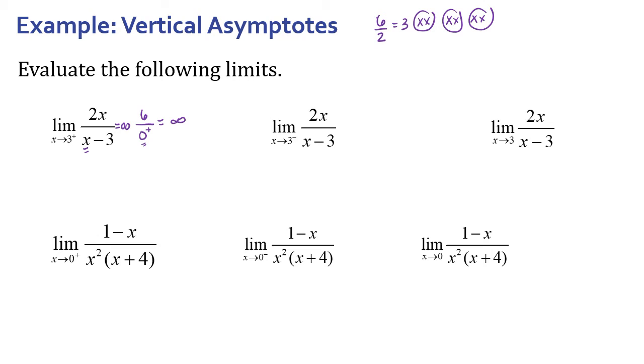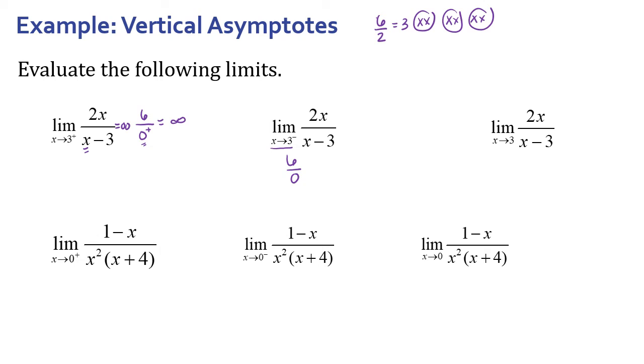If I look over here, this is approaching 3 from numbers that are smaller than 3. So again, if I just substitute in that 3, I'm going to get 6 in that numerator, and I'm going to get 0 in that denominator. So I'm in that form of a non-zero number divided by 0. So this is going to be a vertical asymptote.